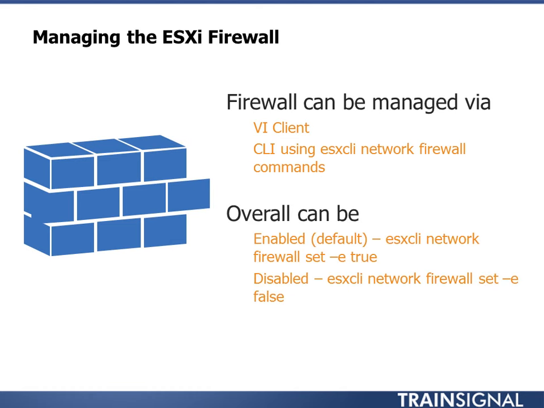Basically, you can enable it, which is the default. So esxcli network firewall set --enabled, which is what -e is for, --enabled true. Or if you want to disable the firewall, esxcli network firewall set --enabled false. You would think you would do set --disabled, but you're setting the enabled key as either true or false, so remember that.